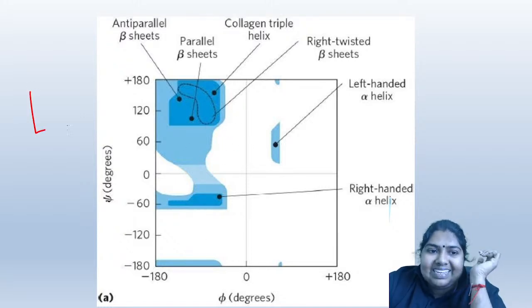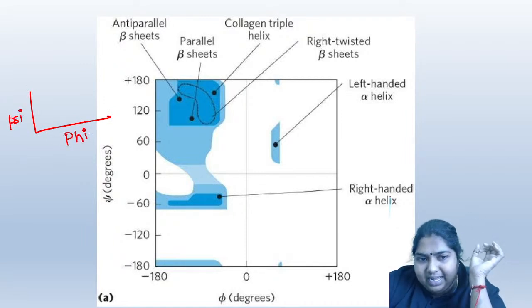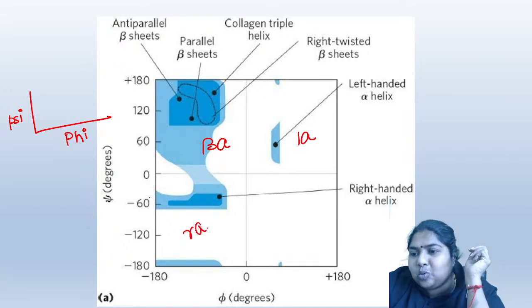So now we have a small clue to remember this. Always psi will be on the left and phi is going to lie down, and it is going to be ba, la, ra. This is the simple clue. What is the clue? Ba, la, ra. What is ba?